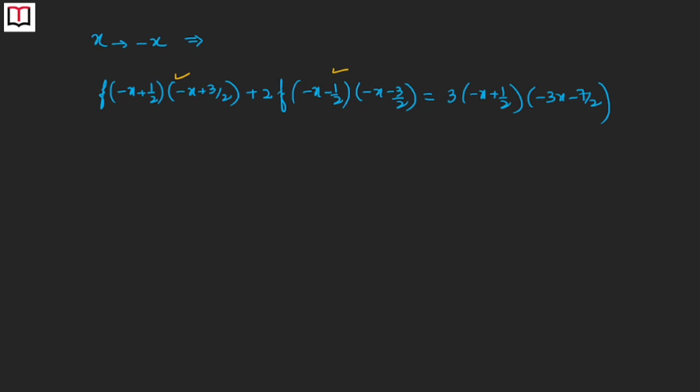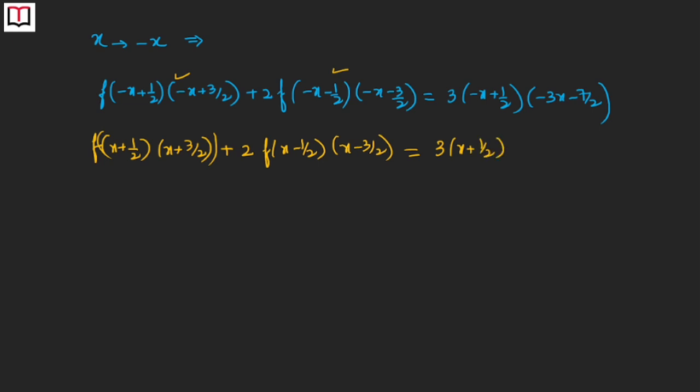I will just write it again. So f of x plus half into x plus 3 by 2, 2 times f of x minus half into x minus 3 by 2 is equal to 3 times x plus half into 3x minus 7 by 2. Now rewriting it again, the first one under the second one. So what will I get? I get it as f of x minus half x minus 3 by 2, 2 times f of x plus half x plus 3 by 2.